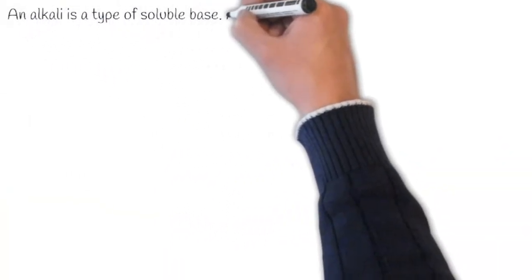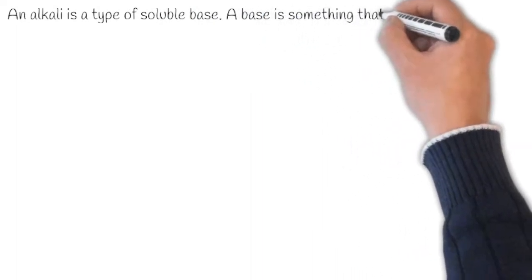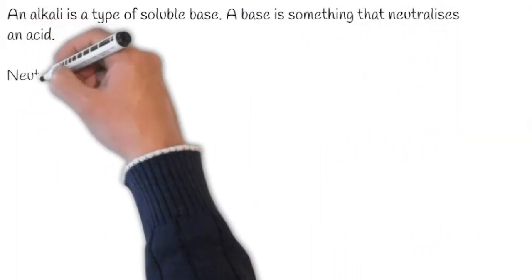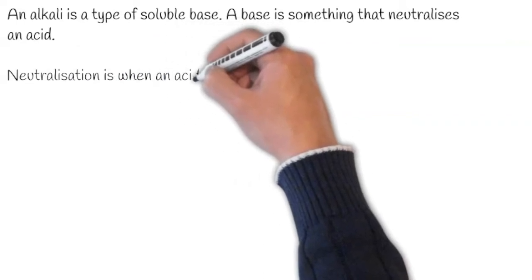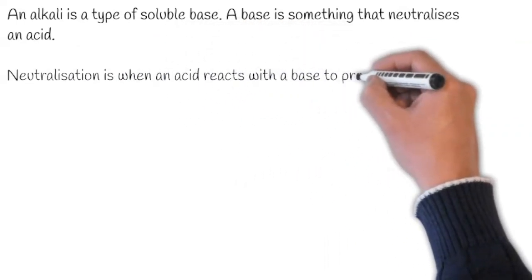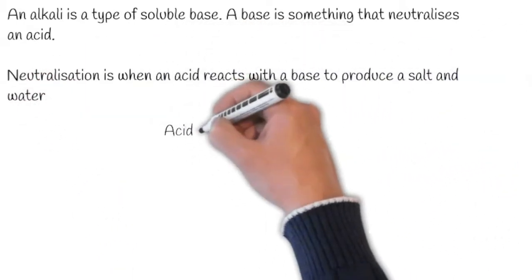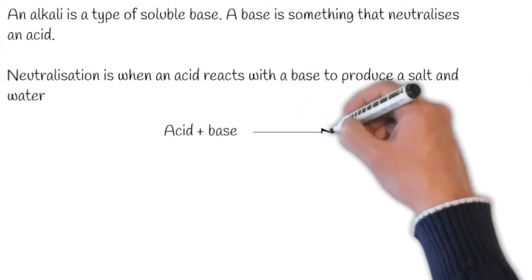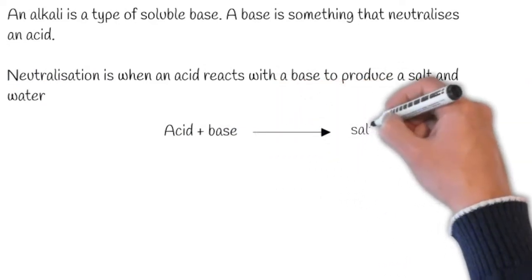An alkali is a type of soluble base. A base is something that neutralizes an acid. Neutralisation is when an acid reacts with a base to produce salt and water. Acid plus base makes salt plus water.